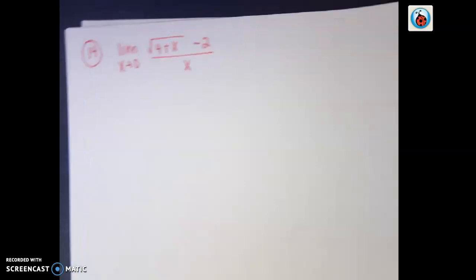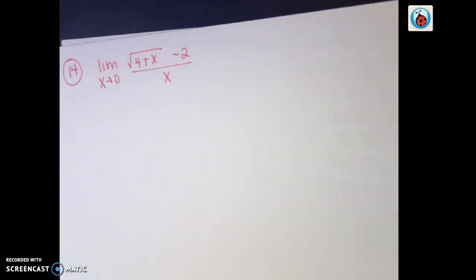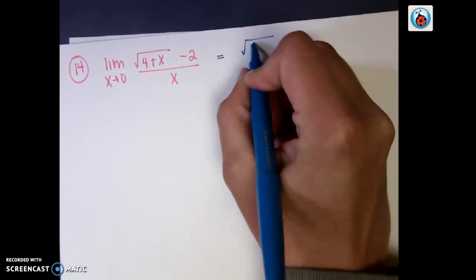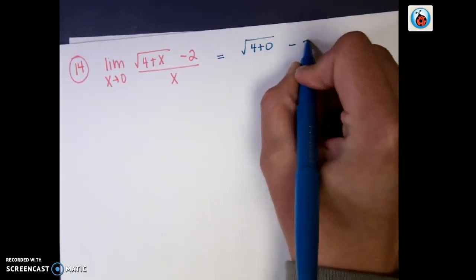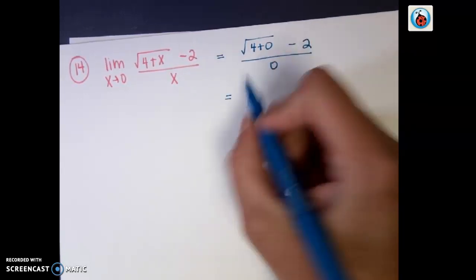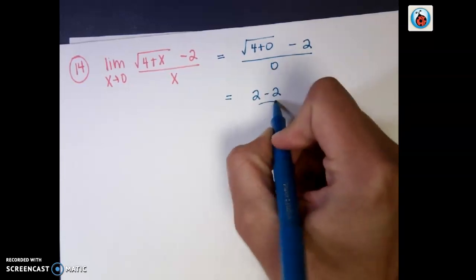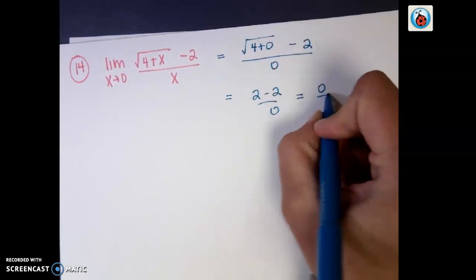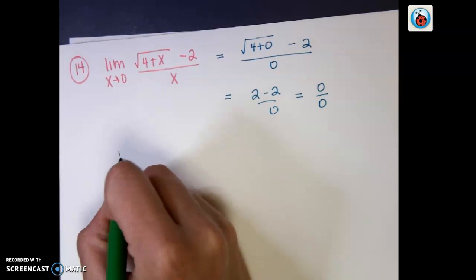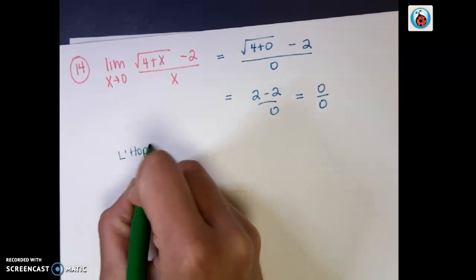Okay, so for number 14, I would try to just do direct substitution. So just plug in 0 for x. If you do that, you'll get the square root of 4, so 2 minus 2 over 0. So you get 0 over 0. That's called indeterminate form. Because we have indeterminate form, we can use L'Hopital's rule.